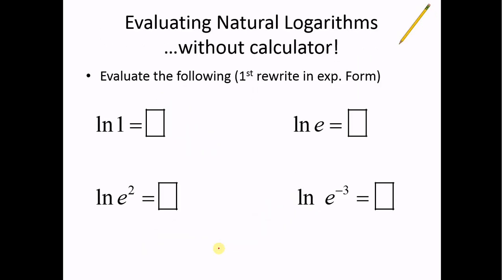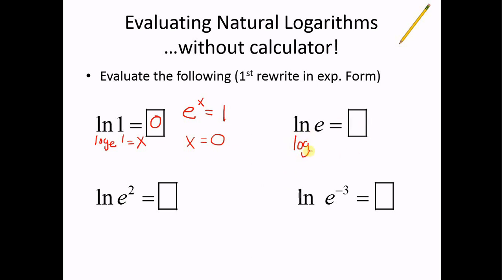So what about evaluating these without a calculator? Dun, dun, dun! So let's evaluate this. First, you're going to rewrite in exponential form. So this is log base e of 1, right? Equals x. We don't know what x is. So let's rewrite. So we have e to the x equals 1. So in my head, I need to think, what exponent would give me an answer of 1? 0, right? So x has to be 0. Simple as that.